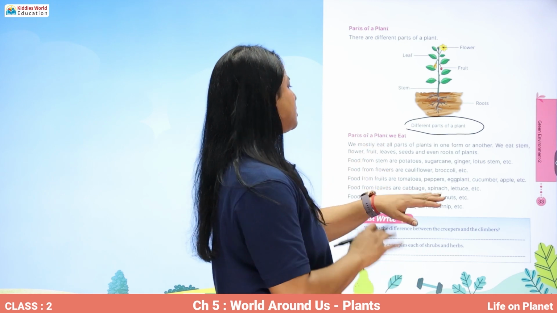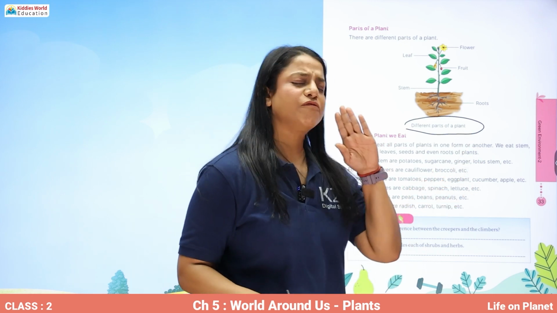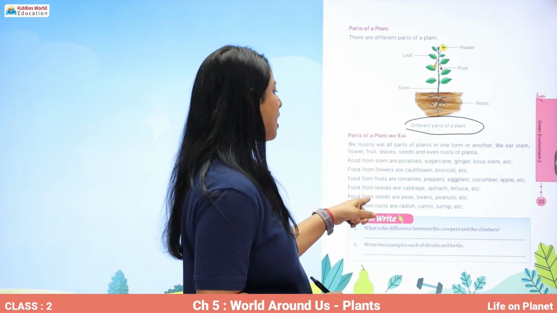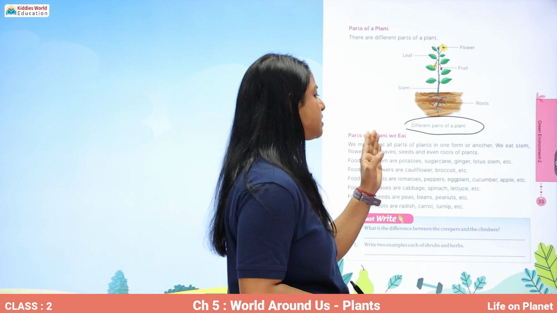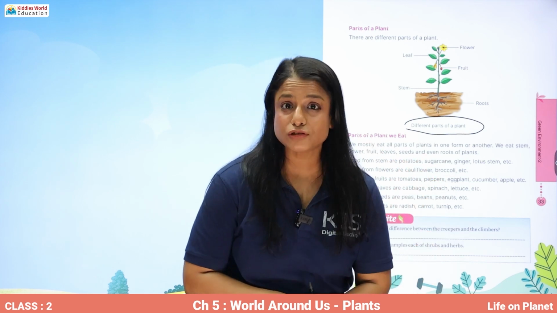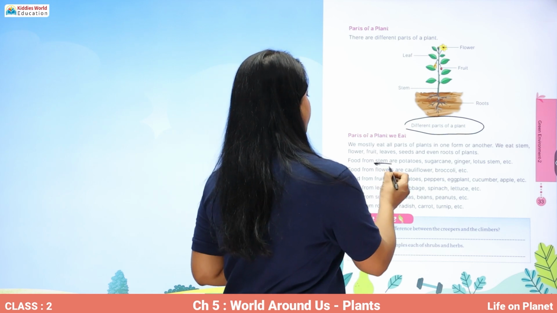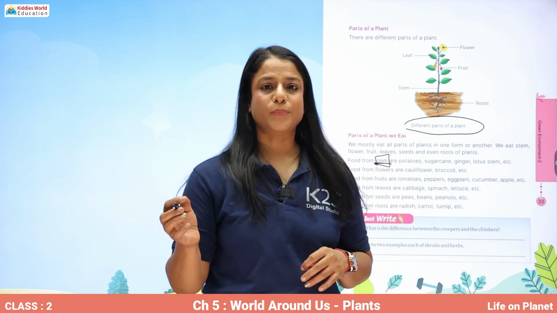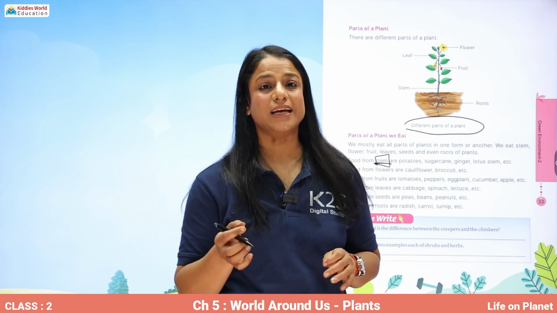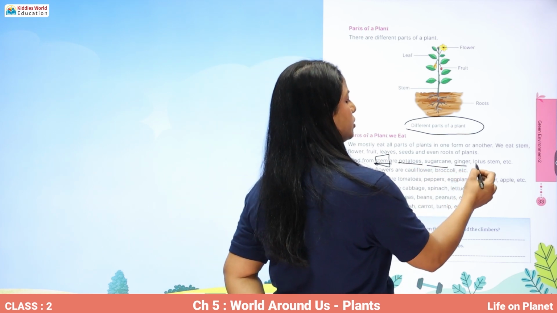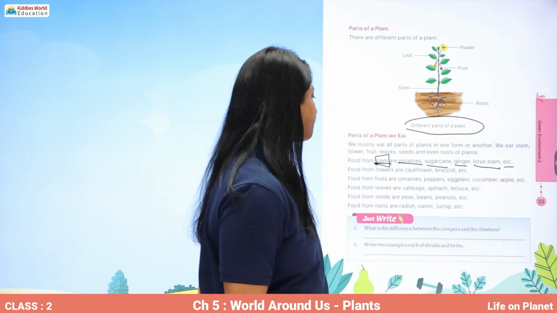We mostly eat all the parts of the plant in one form or the other. We eat stem, flower, fruit, leaves, seeds, and even roots of the plants. Food from stem: plants of which we eat the stem are potatoes, sugarcane, ginger, lotus stem, etc.